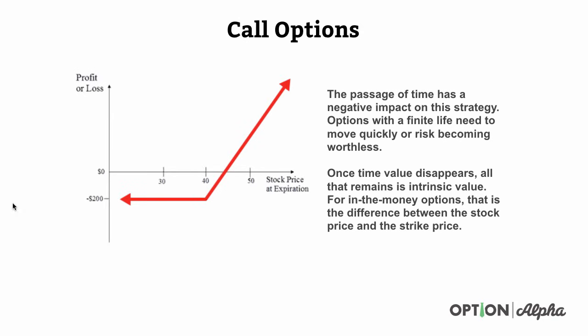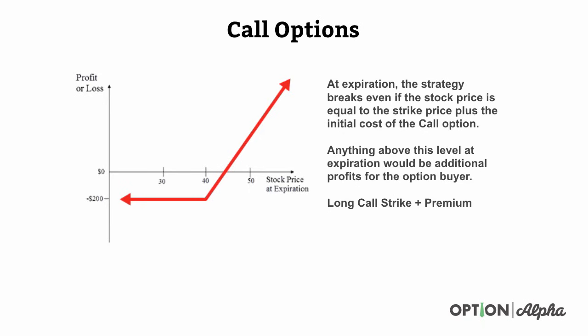So if the stock ends at $30 a share and the strike price is $40, then in this case, the call option has no value at $30 and the options contract basically expires worthless. The option buyer loses their money. The option seller keeps the entire $200 premium as a credit. Now, at expiration, the strategy breaks even if the stock price is equal to the strike price plus the initial cost of the option contract.